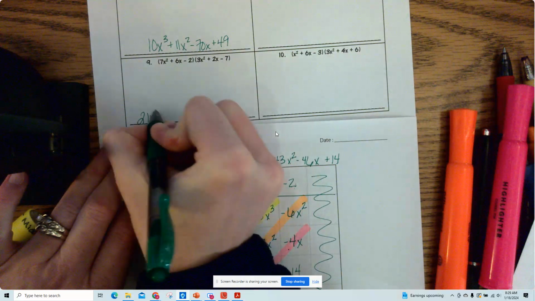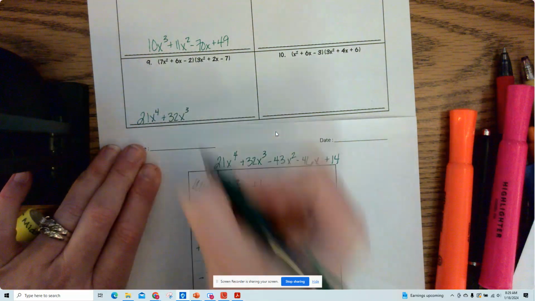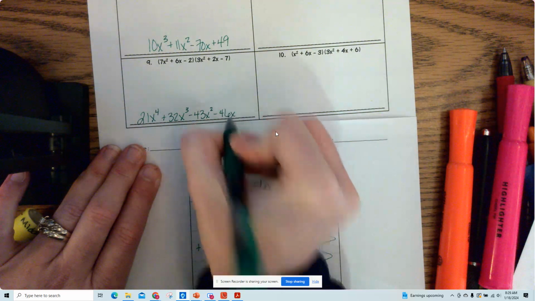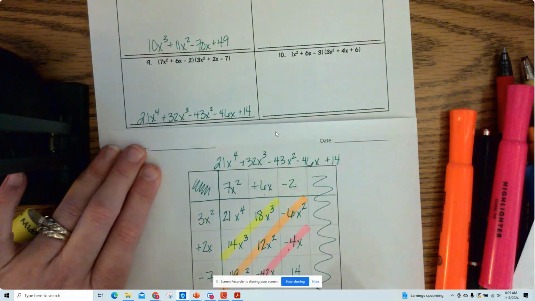Okay, so this one would be 21x to the 4th plus 32x cubed minus 43x squared minus 46x plus 14.